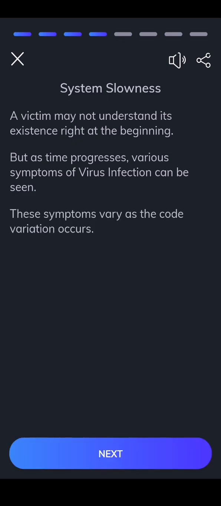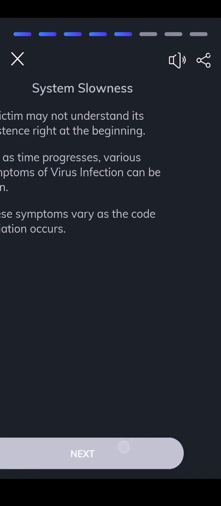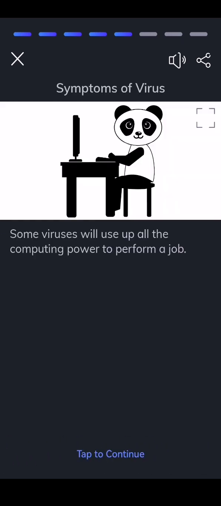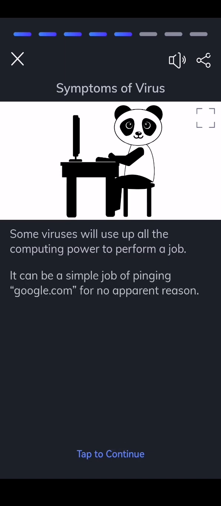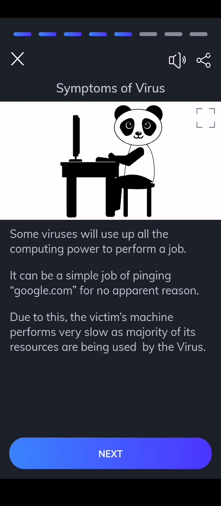These symptoms vary as the code varies. Some viruses will use up all the computing power to perform a job. It can be a simple job of pinging google.com for no apparent reason. Due to this, the victim's machine performs very slowly, as the majority of its resources are being used by the virus.